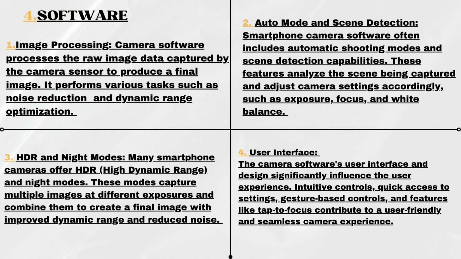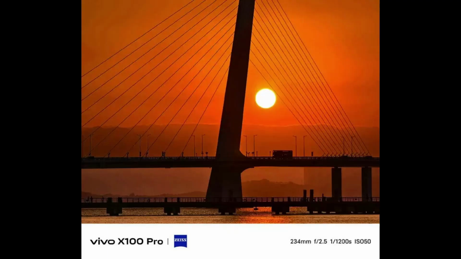4. User interface. The camera software's user interface and design significantly influence the user experience. Intuitive controls, quick access to settings, gesture-based controls, and features like tap to focus contribute to a user-friendly and seamless camera experience. In summary, smartphone camera software is vital for optimizing image quality, providing automated shooting modes, applying advanced image processing techniques, and offering a user-friendly experience. It plays a significant role in ensuring that users can capture high-quality photos and videos with their smartphones.